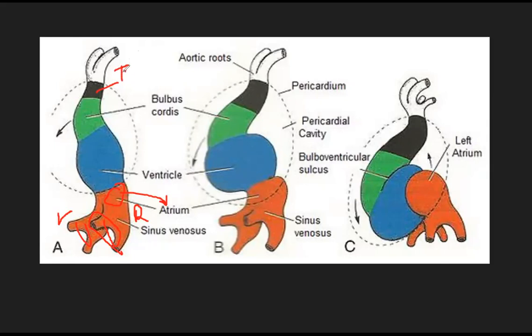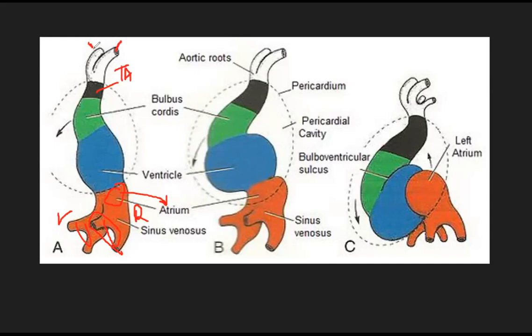D and an A, and we're done. Truncus arteriosus. Again, truncus arteriosus. These two present over here, this is the outflow tract. This will later form the pulmonary trunk and the aorta. Please remember, this will later form the pulmonary trunk and the aorta.